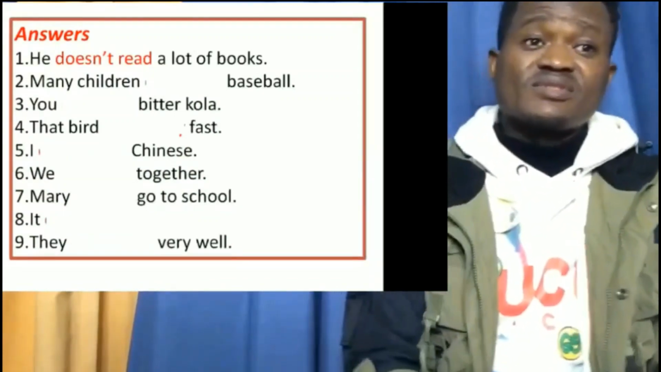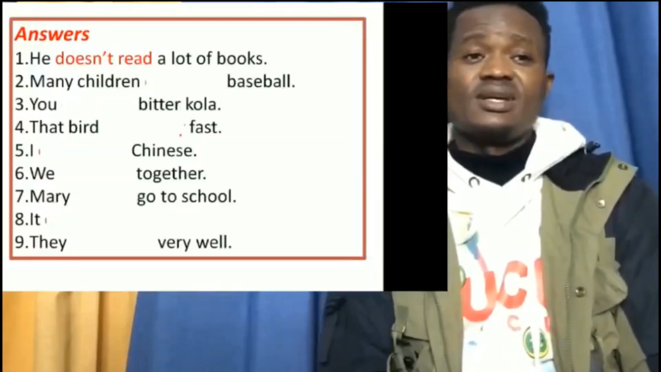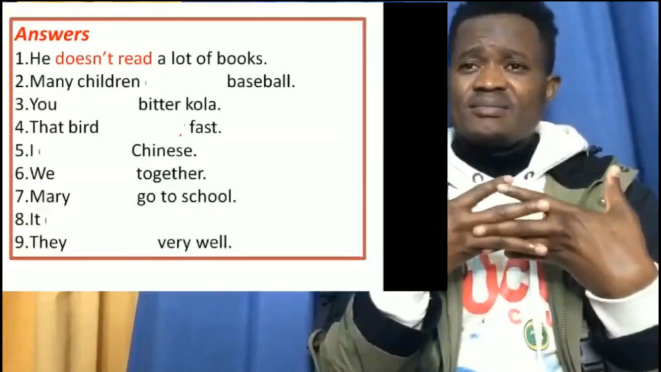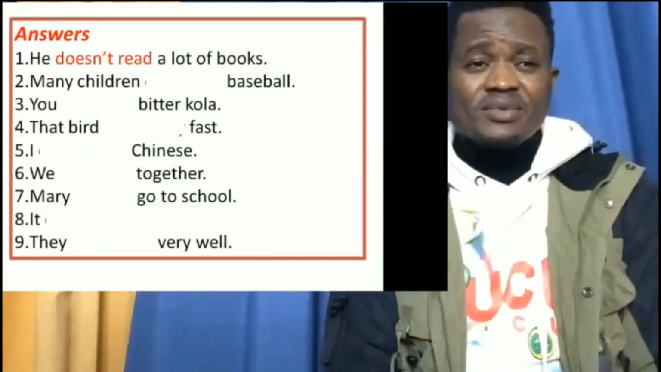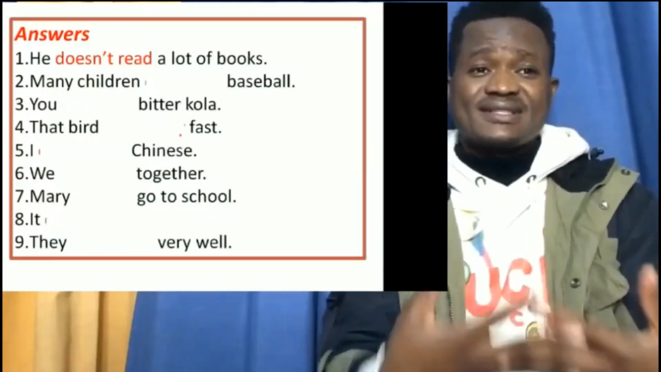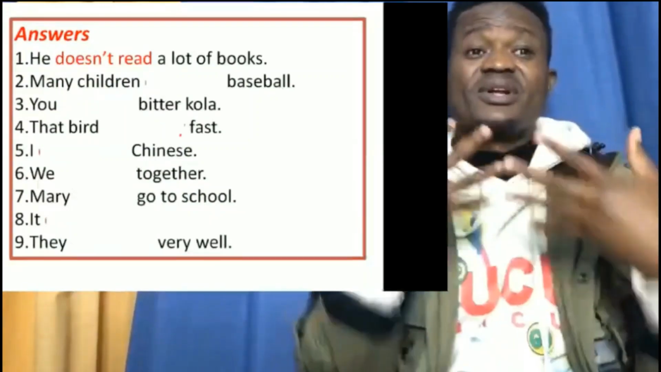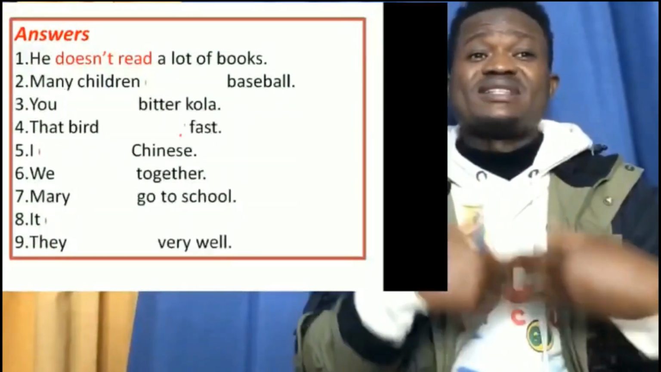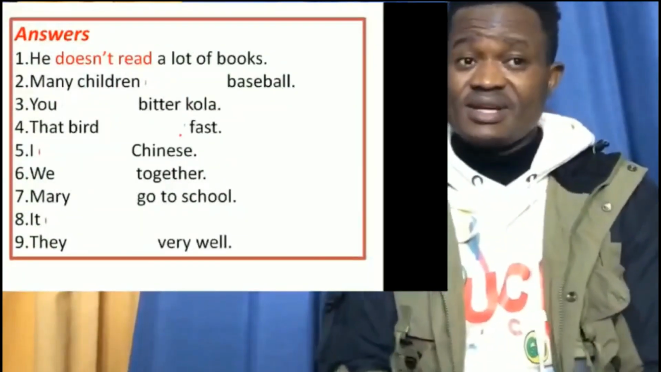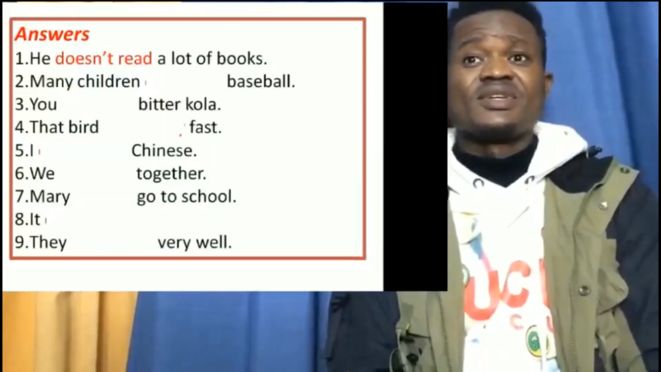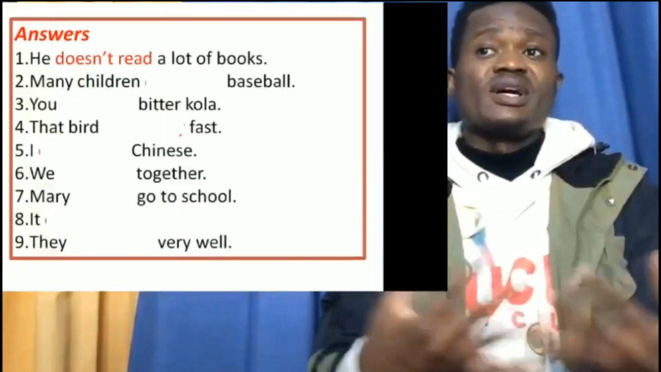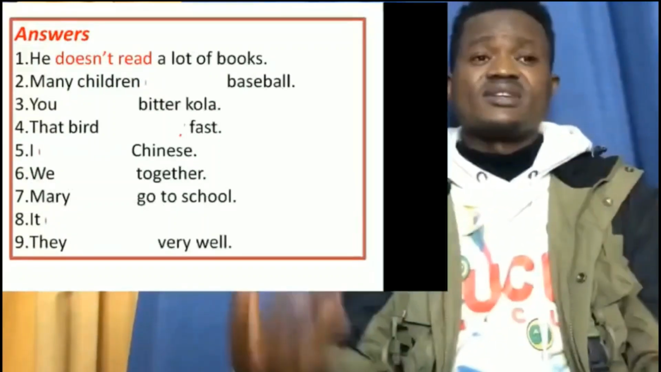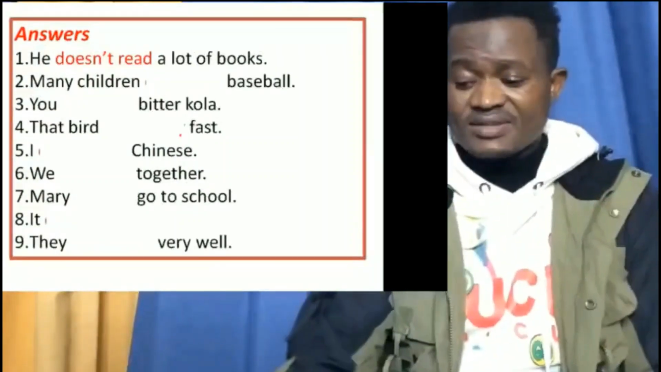So in English, most of the time, the helping verb do always takes the negative form not. The main verb will be in its base form. Nothing happens to it, it just remains the same. So he doesn't read a lot of books. So that's the correct one.